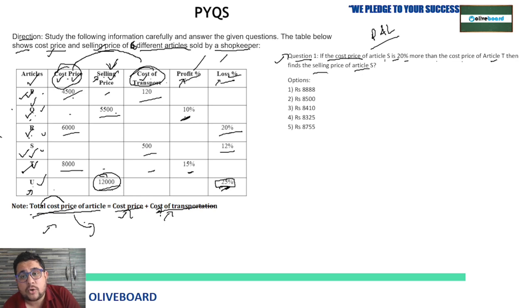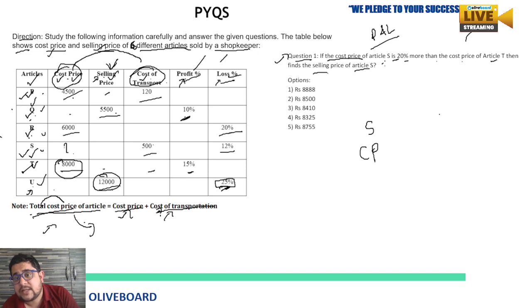So what is given? The cost price of article S is missing. The cost of transport is given, but the cost price is missing. It is 20% more than the cost price of article T. Article T's cost price is given, that is 8,000. So article S's cost price is how much more than article T's cost price?